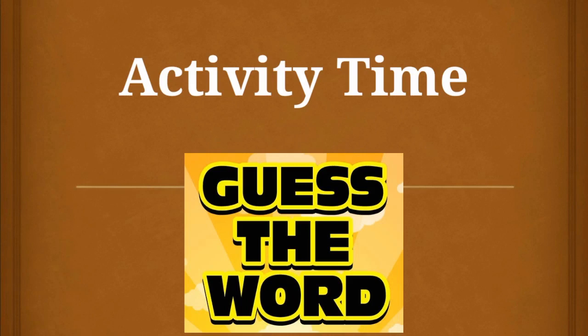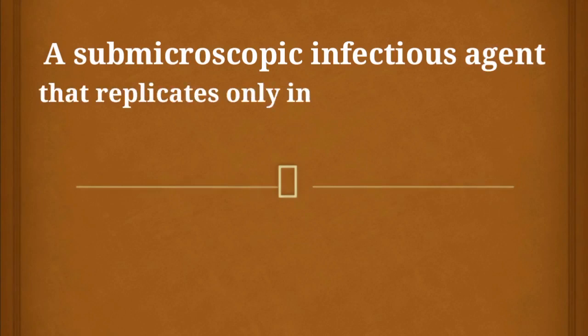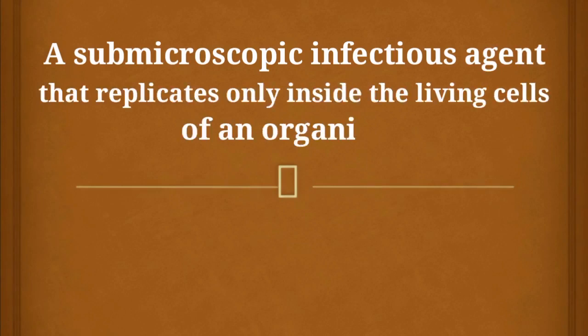Okay, that's good. So let's start with the first definition. A submicroscopic infectious agent that replicates only inside the living cells of an organism. Again, a submicroscopic infectious agent that replicates only inside the living cells of an organism. What word is that?